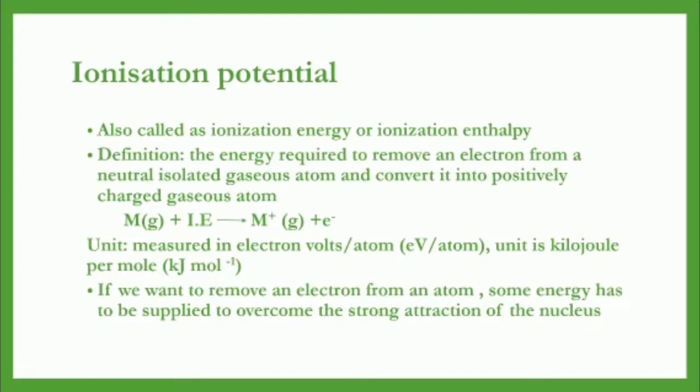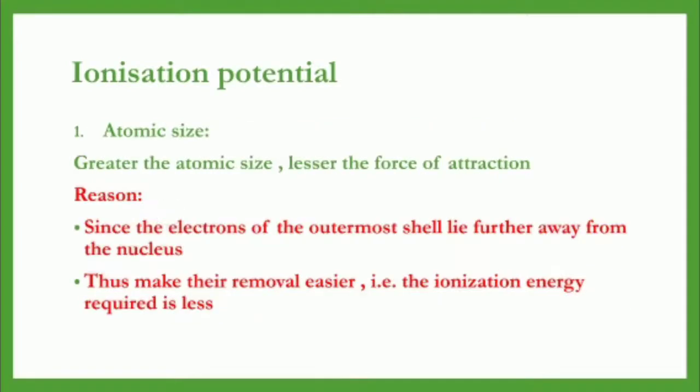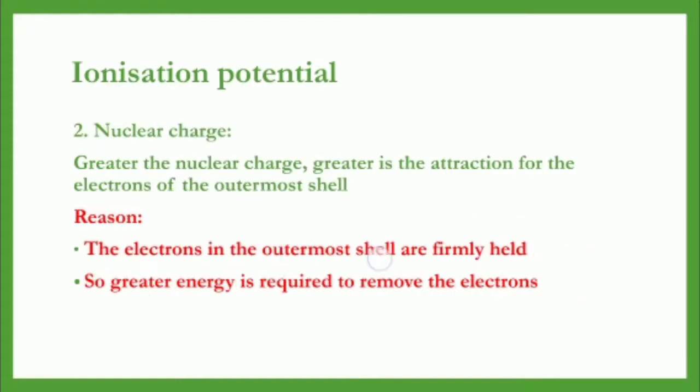The energy required to remove an electron from a neutral isolated gaseous atom, converting it into a positively charged gaseous ion. So this is the definition. How is it measured? Last week we saw in the physics class other units of energy, the electron volt. In the case of atoms, electron volt is used. So it is measured in electron volts per atom. The unit is kilojoule per mole, or kJ mol^-1. Next, ionization potential depends upon atomic size and nuclear charge.